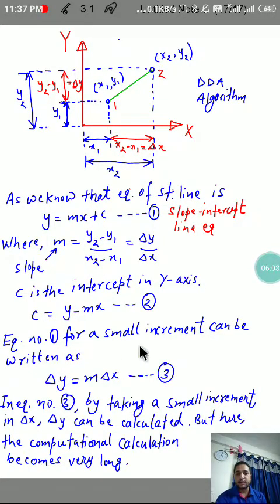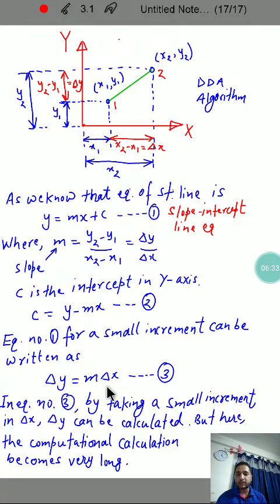How? For a very small increment, equation number 1 can be written as: y becomes delta y, m is the slope, and x becomes delta x, and for a very small increment that slope will become 0. So equation number 1 becomes delta y equals m delta x. Now in this equation number 3, by taking a small increment in delta x, delta y can be calculated easily.